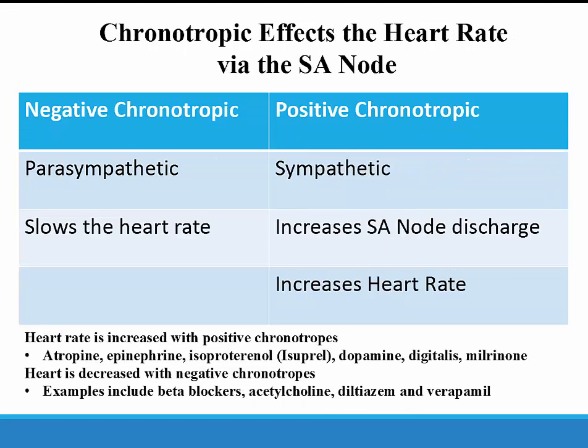Chronotropic affects the heart rate via the SA node. The heart rate then is increased with positive chronotropes like atropine, epinephrine, isoproterenol like Isuprel, dopamine, digitalis, and milrinone. The heart rate is decreased with negative chronotropes, and examples are beta blockers, acetylcholine, diltiazem, and verapamil.